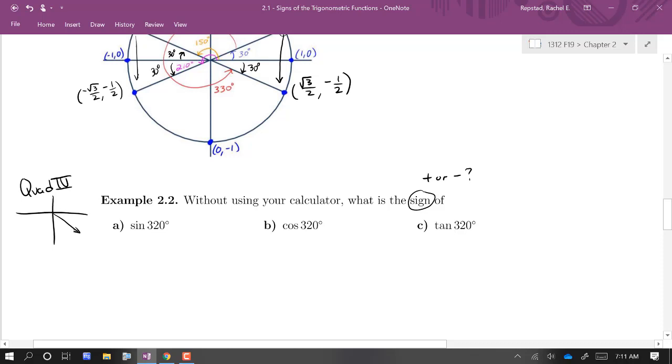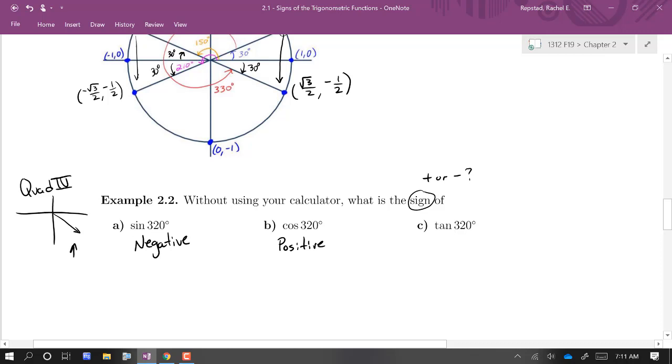So the y-coordinate is negative. That means that sine of 320 degrees has to be negative. I don't know what it is, but I know it's got to be negative. Cosine has to be positive. The x-coordinates are positive in quadrant 4, so this has to be positive. Again, I don't know what it is, but it's got to be positive.